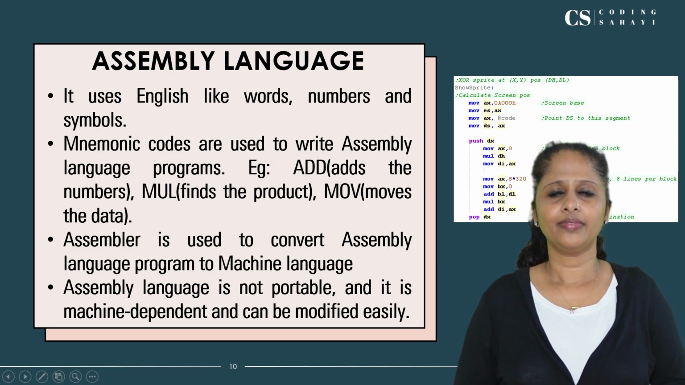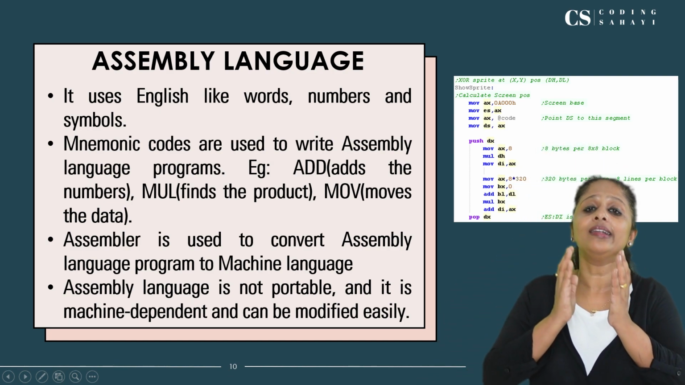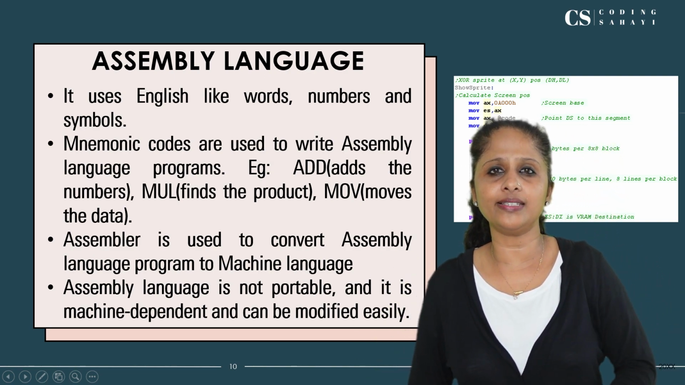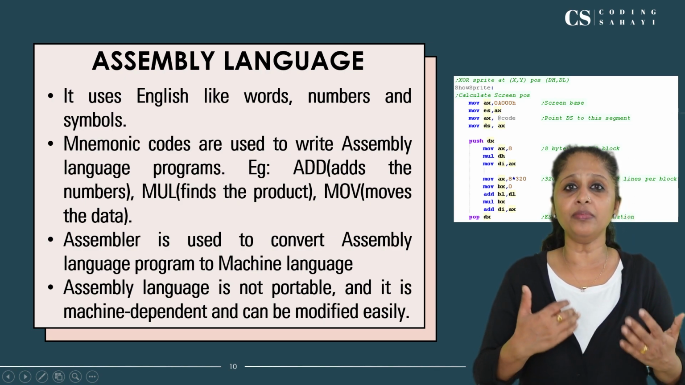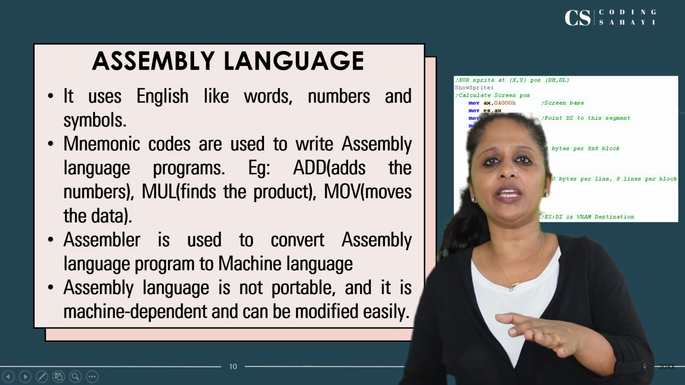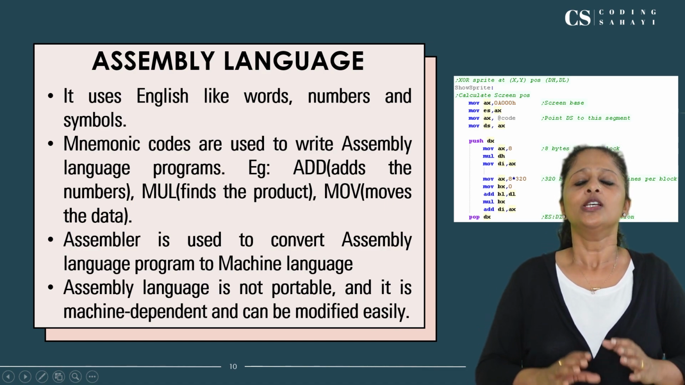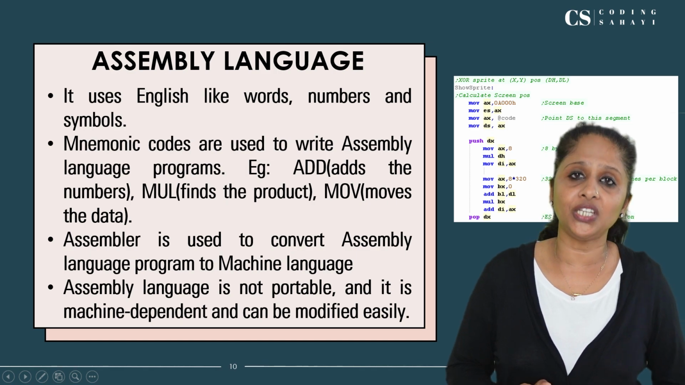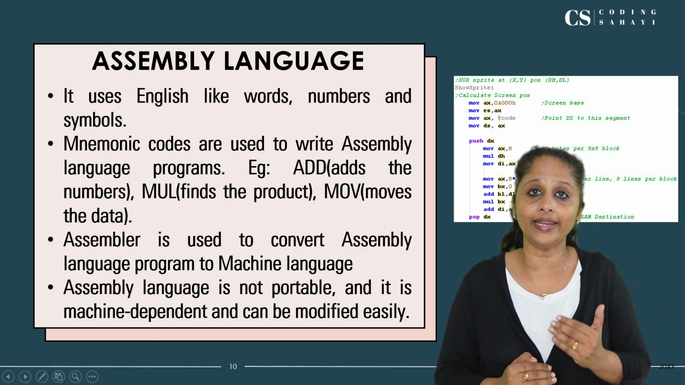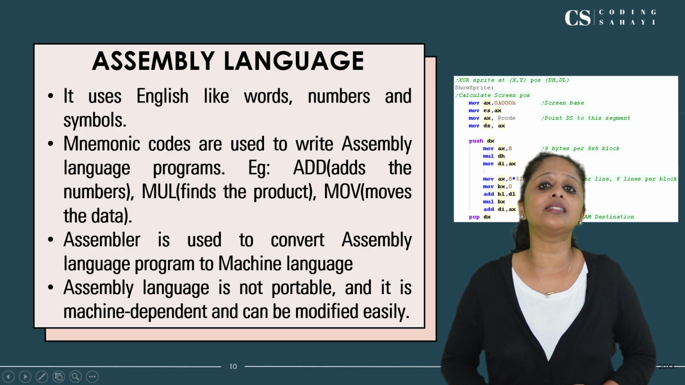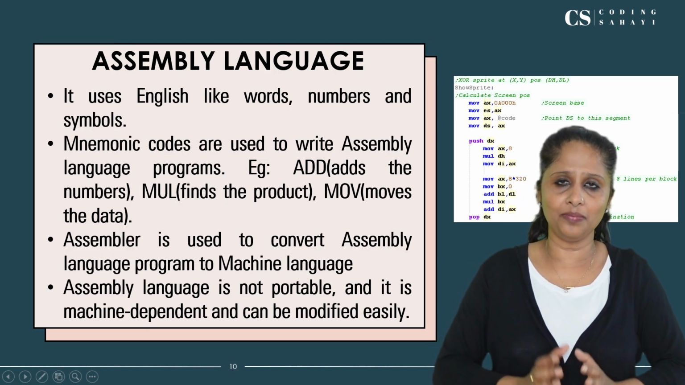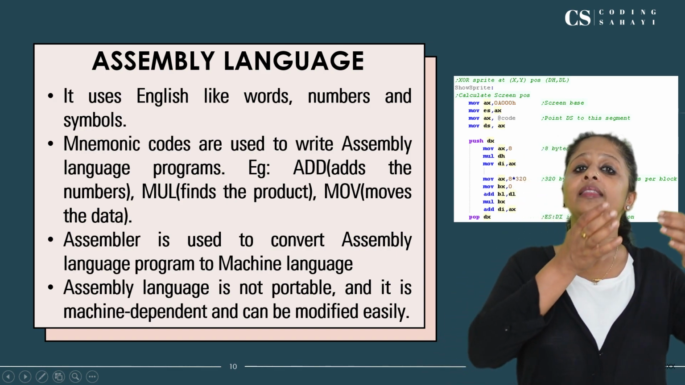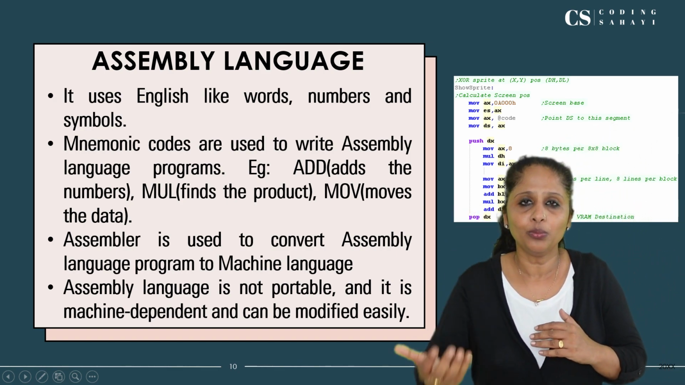Can you guess it? Yes, there should be a translator. If a person knows English and another person knows only Chinese, then there should be a translator, a mediator to translate English to Chinese and Chinese to English, right? In the same way, to convert an assembly language program to machine language, there should be a translator program, and that translator program is known as an assembler. So an assembler is a program which converts the assembly language program into machine language.